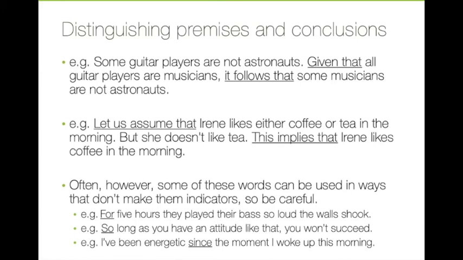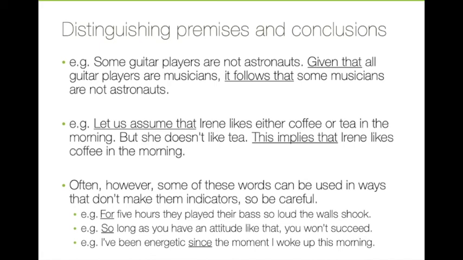Here's another. Let's assume that Irene either likes coffee or tea in the morning, but she doesn't like tea. This implies that Irene likes coffee in the morning. So let us assume that is one of our premise indicators. Notice here that the first premise has a premise indicator. The second, she doesn't like tea, doesn't. But we signal with this implies that what follows is the conclusion, and that separates the conclusion from the premises, even in our ordinary speaking.